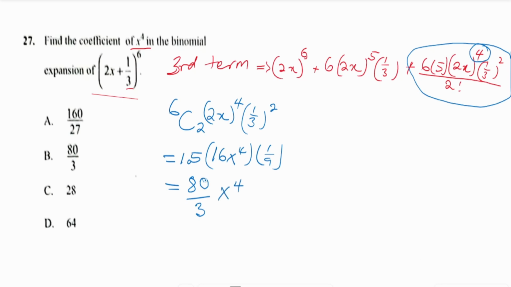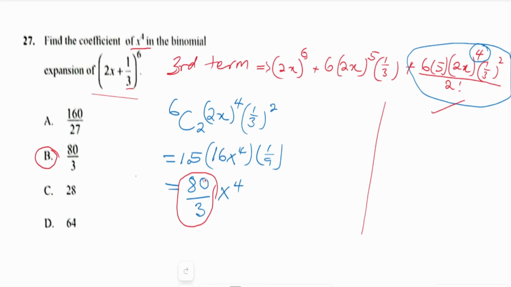And now the question said we should find just the coefficient. Since the coefficient is the number in front of the variable, the correct answer to this question is B, 80 over 3. Remember, this other method can give you the same thing, only that it is a longer approach. And like I said earlier, this is a multiple choice question, which requires speed, and we are not expected to show working, so we don't need to do that.